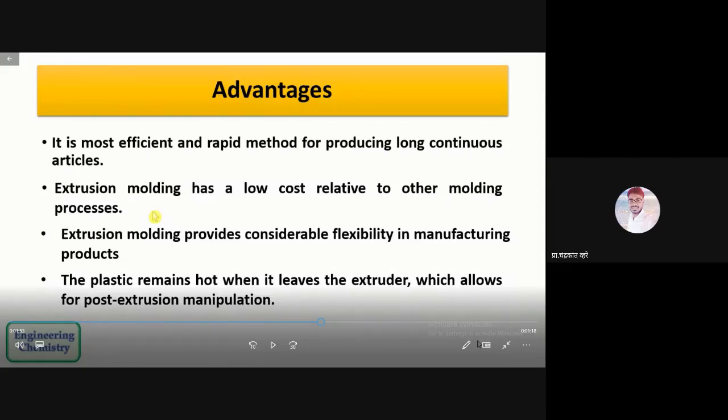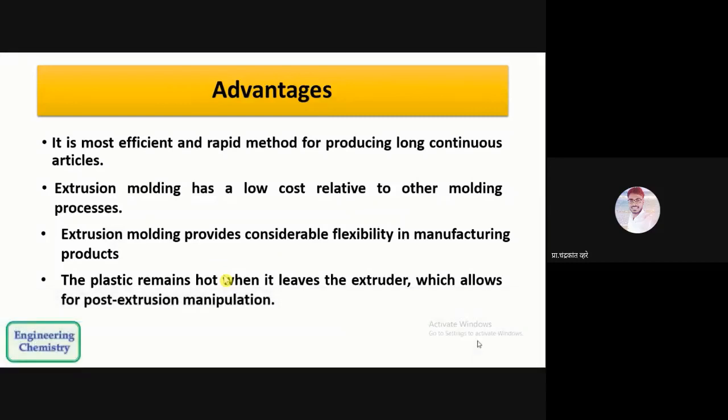So that's it, the process. We can call it post extrusion manipulation. These are the major advantages of extrusion molding.